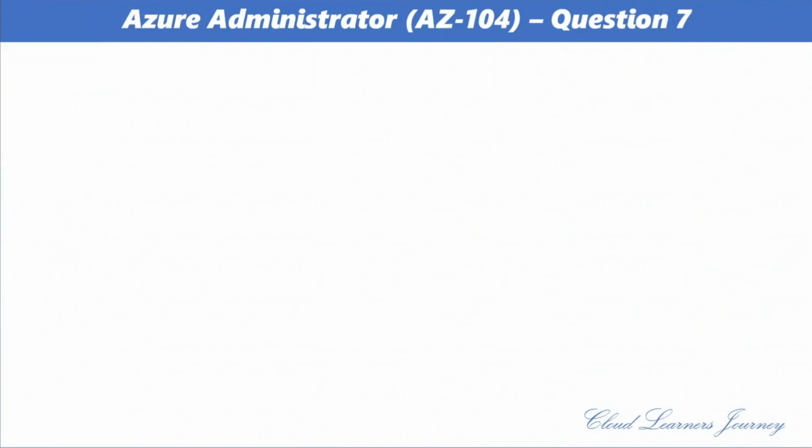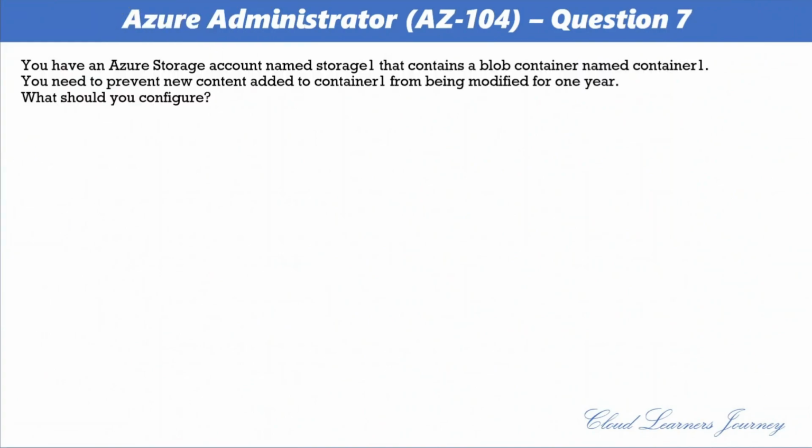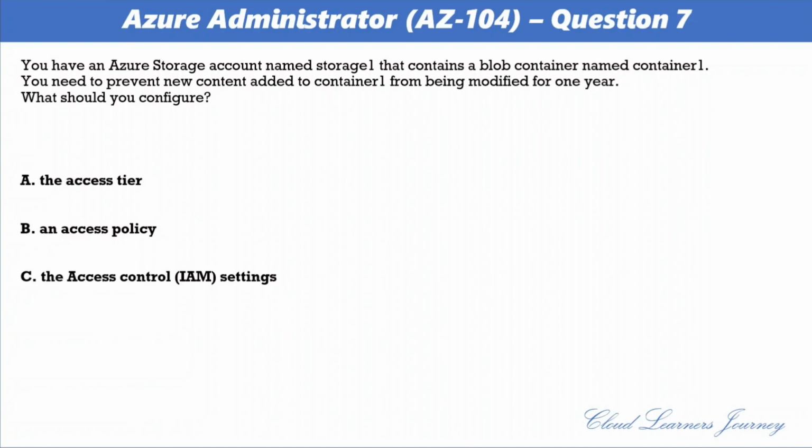Next, question number 7. You have an Azure storage account named storage1 that contains a blob container named container1. You need to prevent new content added to container1 from being modified for 1 year. What should you configure? And the options are A. The access tier, B. An access policy, C. The access control IAM settings, D. The access level. And the correct option is B.